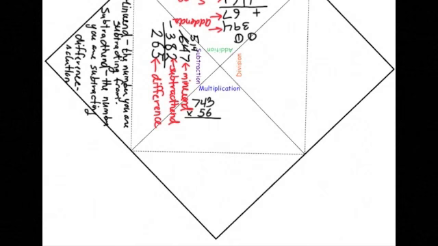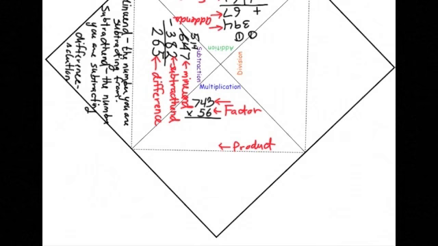Now, similarly to addition, the two numbers in the multiplication problem are both called the same thing, and that is a factor. The solution to a multiplication problem is called the product.